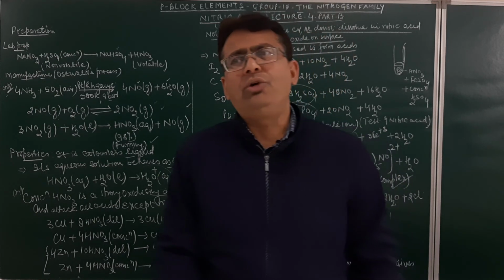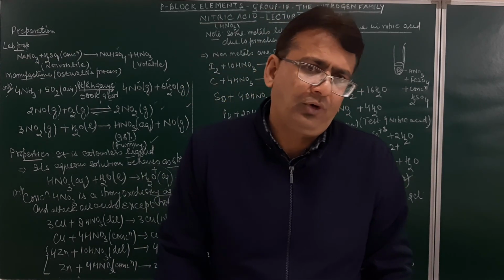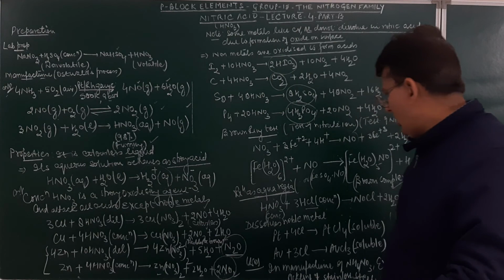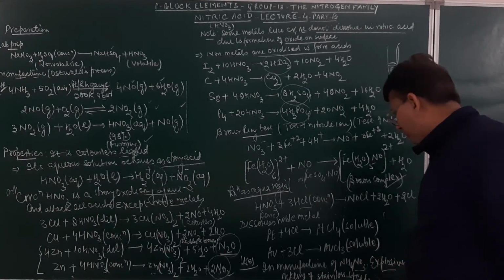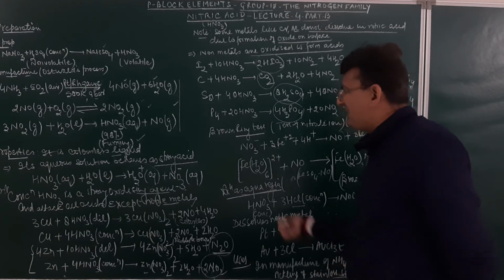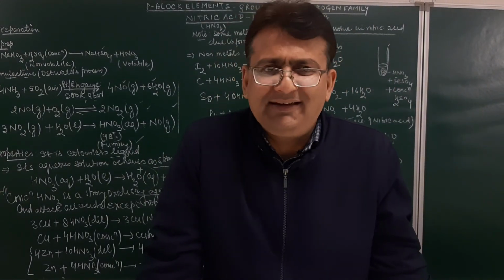The reason being, because it is a strong oxidizing agent, the hydrogen so evolved will change into water. Am I clear, student, over here? Now the uses. It is used in the manufacture of ammonium nitrate, explosives, and in the pickling of stainless steel. So this was something about nitric acid.